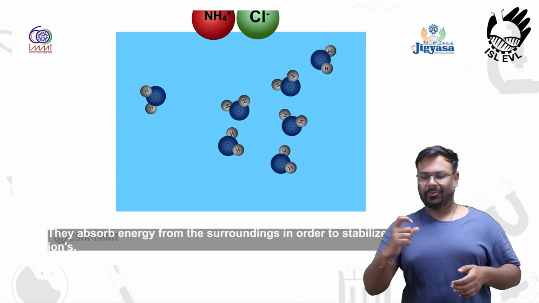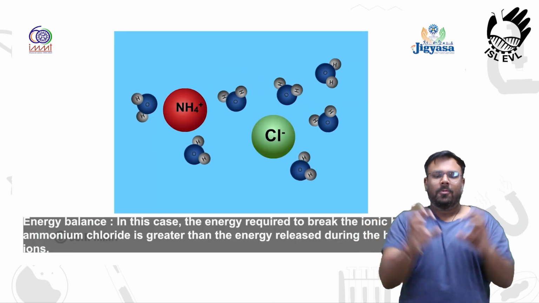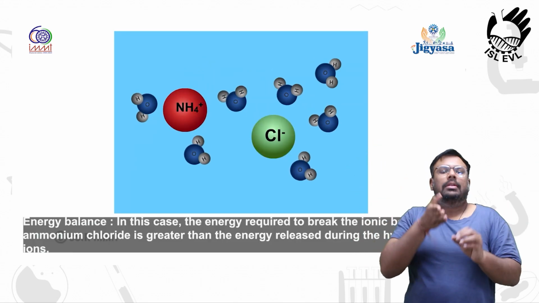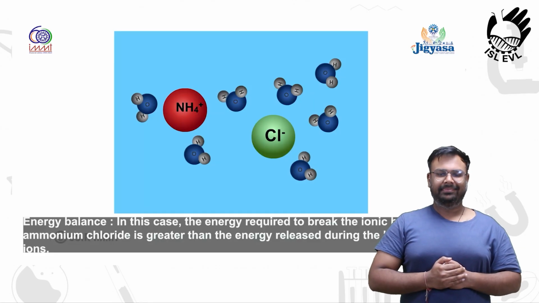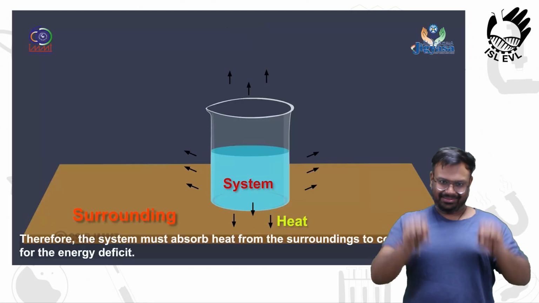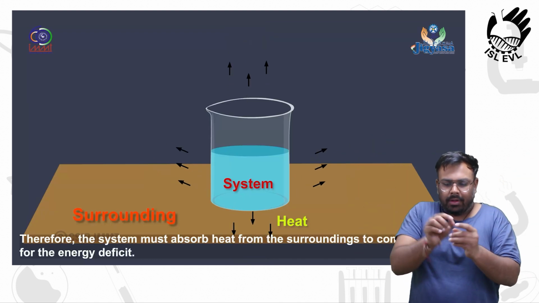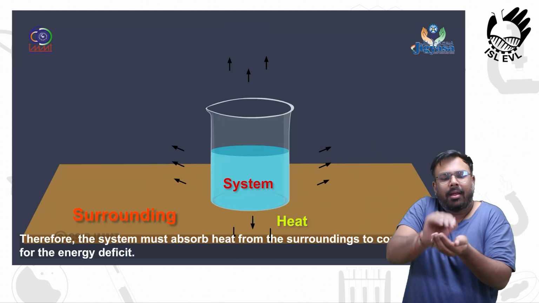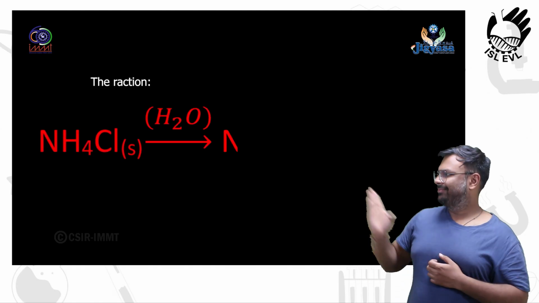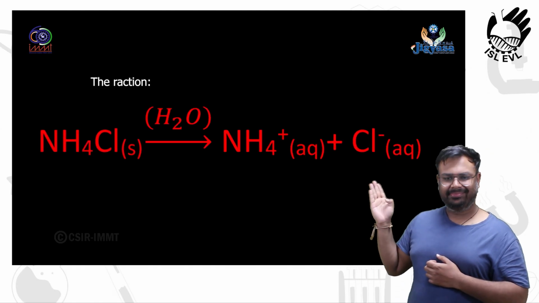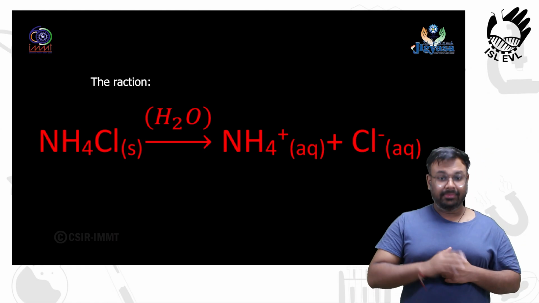Energy balance. In this case, the energy required to break the ionic bond in ammonium chloride is greater than the energy released during the hydration of ions. Therefore, the system must absorb heat from the surroundings to compensate for the energy deficit, and the reaction is NH4Cl in presence of water gives rise to NH4+ Cl-.